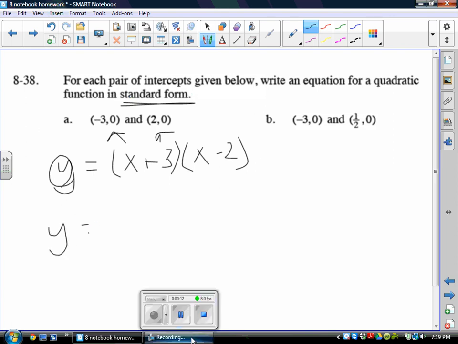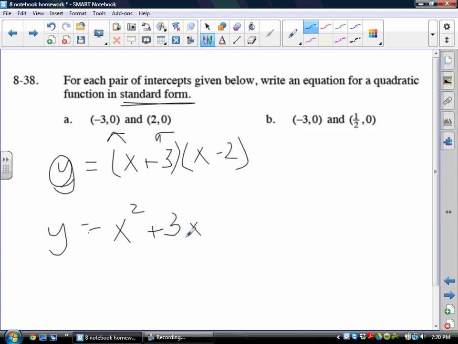Y equals x squared. If you can do the rectangle for this if you want to, or you can just multiply it the old way. So let's combine our like terms together. So y equals x squared plus x minus 6. That is a possible option.